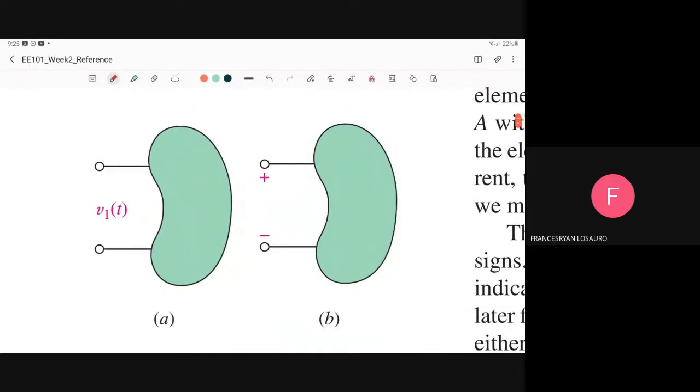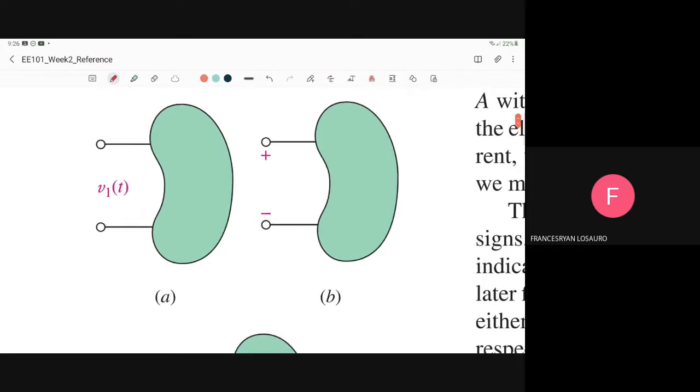Again, if it is a small letter with P, like this one here, v1 of t, that's how you read it. If you have v1 of t, it means that it is time dependent. Very good. Time dependent or time varying. It means that the value of your voltage will vary with respect to time.